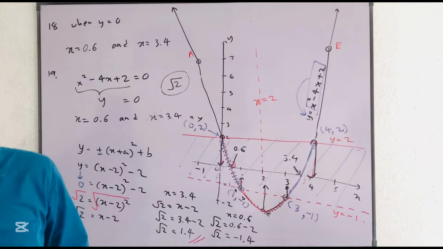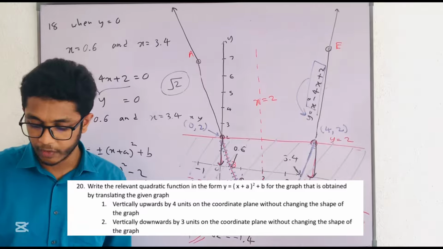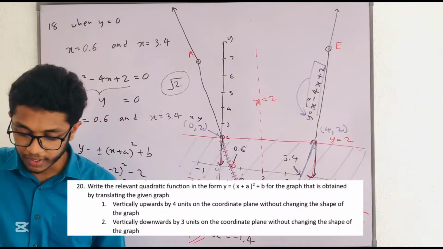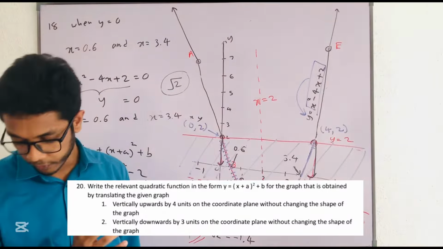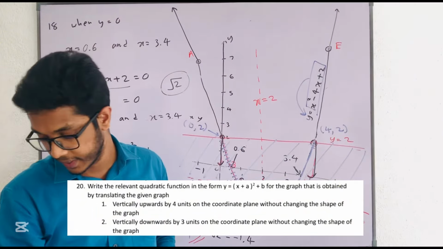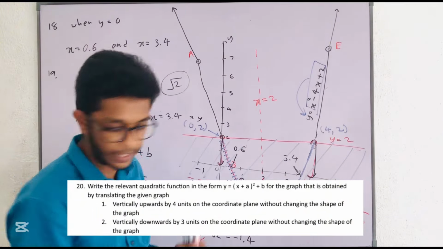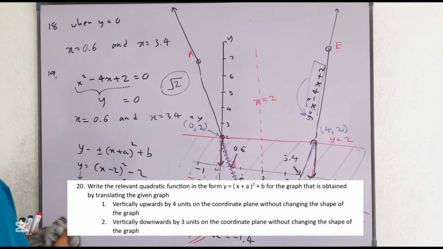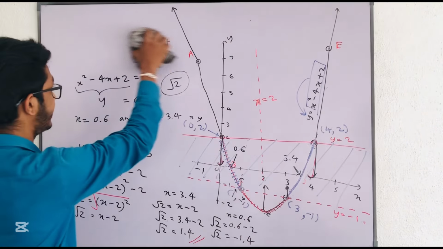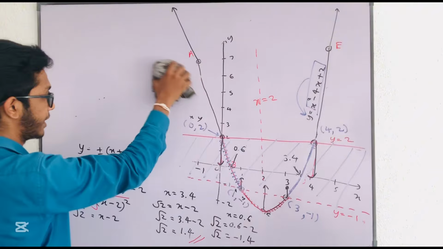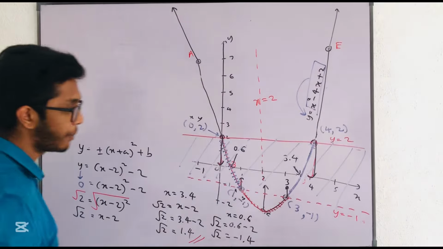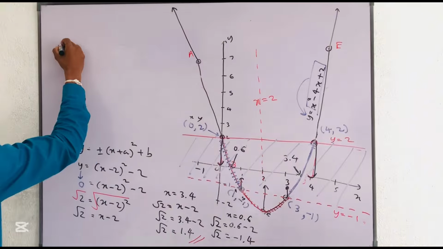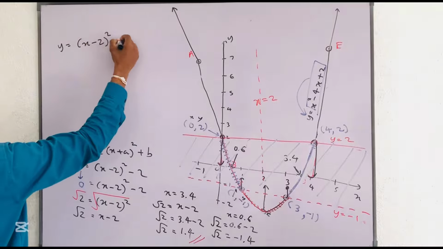Then question number 20: write the relevant quadratic function in the form y equals (x plus a) squared plus b for the graph that is obtained by translating the given graph vertically upwards by 4 units, and in the second question they have asked vertically downwards by 3 units. So in these type of questions, we add the number of units. When they take the graph vertically upwards, we add that number of units to the function which is written in this format. So here the function is y equals (x minus 2) squared minus 2.